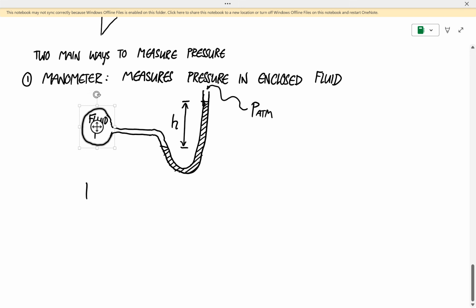And so the pressure in that enclosed fluid is atmospheric pressure plus the density of the liquid, not the density of the fluid, times the acceleration of gravity times that H. And that's just a direct application of the equation that I gave you before for the pressure difference between two heights in an enclosed fluid.